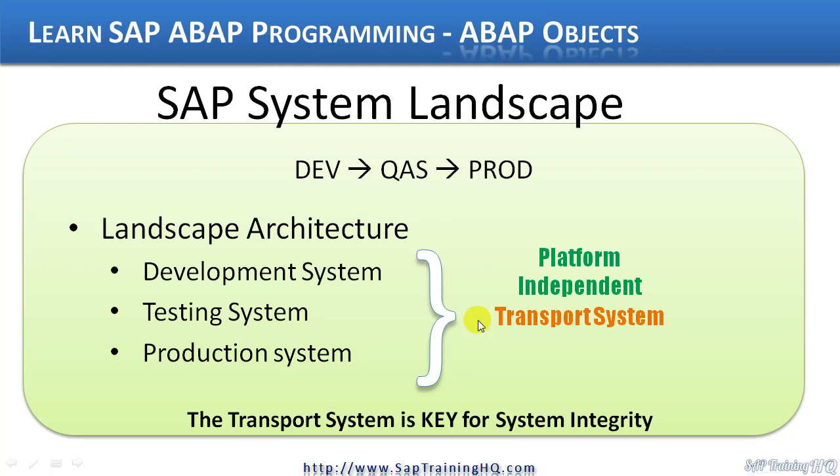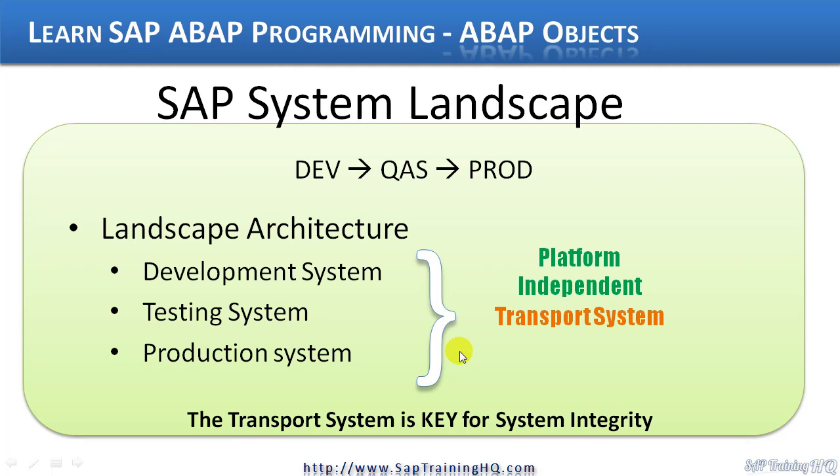So this three system landscape that I have depicted here, it can change. Maybe you could have a 4-system landscape, a 5-system landscape. Maybe you've got a training system in there somewhere as well. So this is a typical landscape, and because each different system is separate, we have what's called a platform independent system, because each system within our landscape is independent of any other.